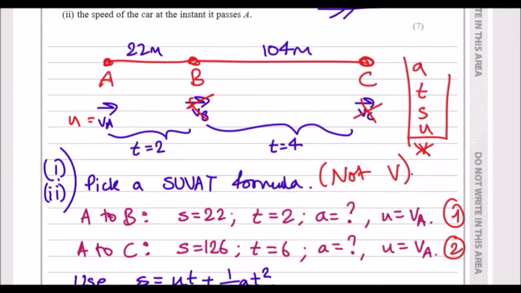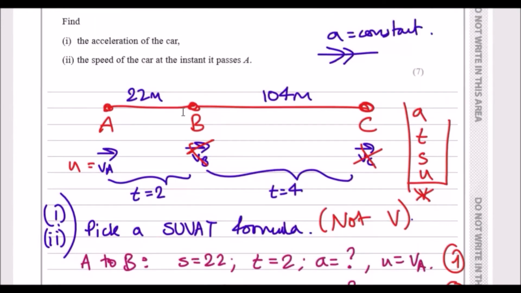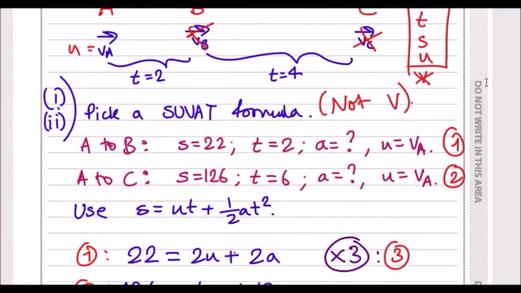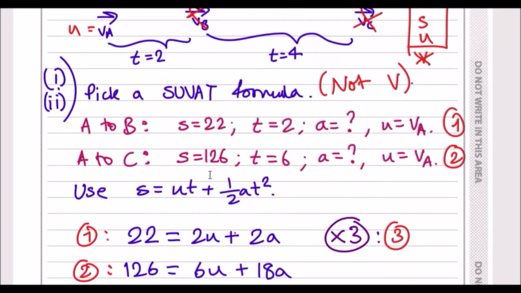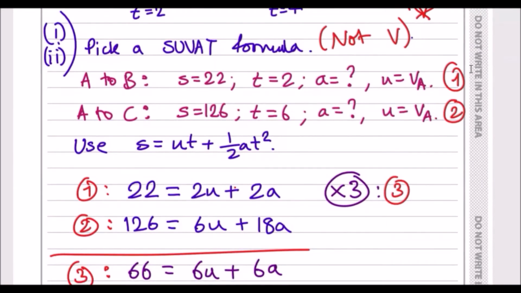So you could do from A to C, which has a total distance of 126 meters, which is here, and a total time of 6 seconds. And of course, the initial speed is obviously the same because it's the same starting point, and the acceleration is of course the same because it's constant. And now all you do is plug these both into the formula here, so make 2 different equations, one for the first like I did here, when S is 22, T is 2, and the second where S is 126 and T is 6, and you get basically simultaneous equations.